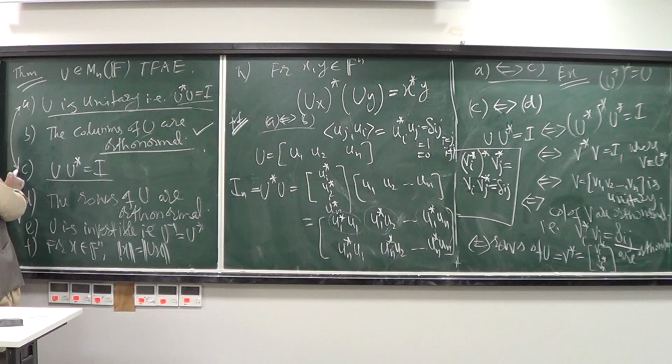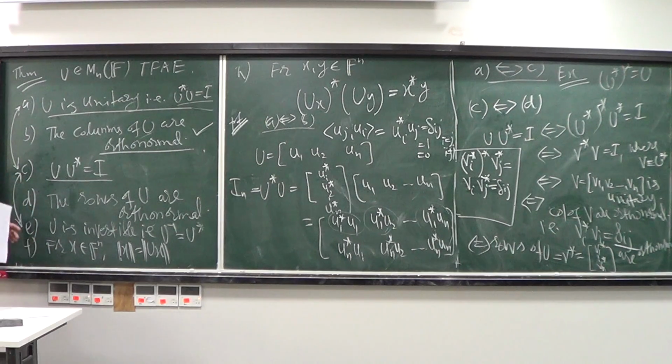And if these both are true, this means that U is invertible actually, because U star is the left inverse and also the right inverse. I can say that C is equivalent to E. Because if U is invertible, this is true, and if this is true, from the equivalence of A and E, U is invertible actually. U is invertible because U star becomes the left inverse and the right inverse.